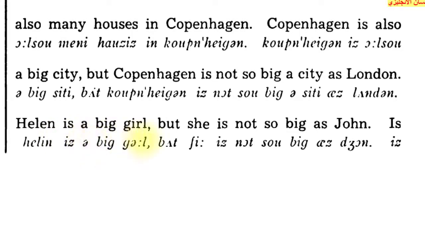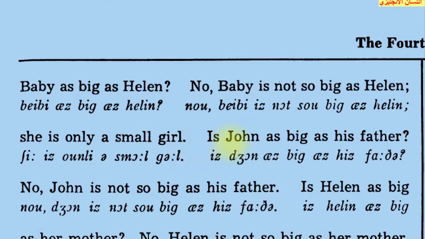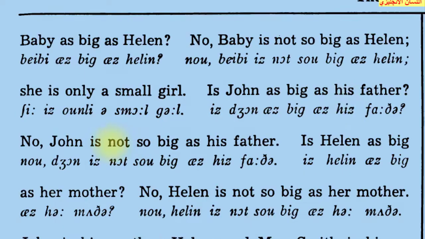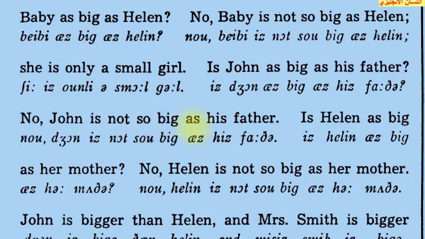Helen is a big girl, but she is not so big as John. Is Baby as big as Helen? No, Baby is not so big as Helen. She is only a small girl. Is John as big as his father? No, John is not so big as his father. Is Helen as big as her mother? No, Helen is not so big as her mother.